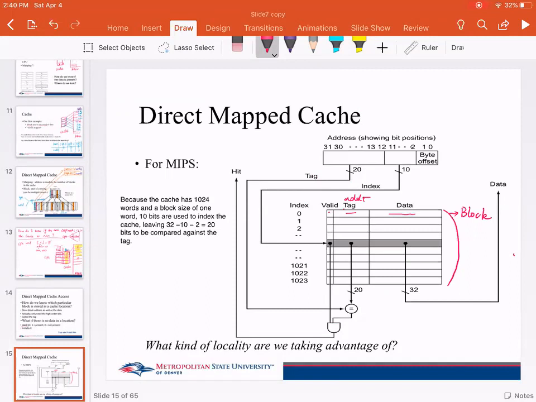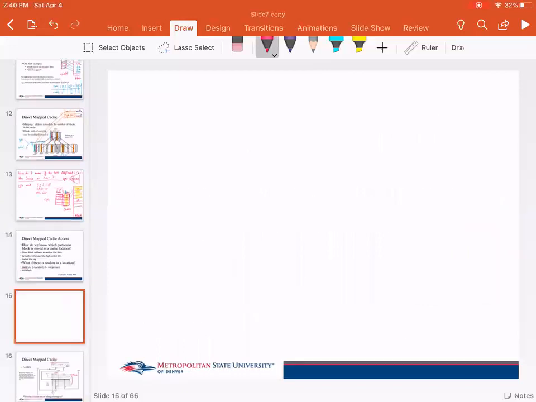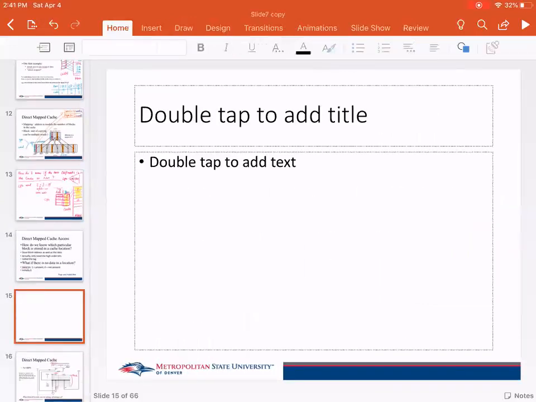And then another question will be why you have so many different connections here, and what is the address, and why your tag is 20 bits, not 32 bits. Remember, the address is 32 bits, but why is your tag shorter than the real address? So let me put a new slide here to explain that.